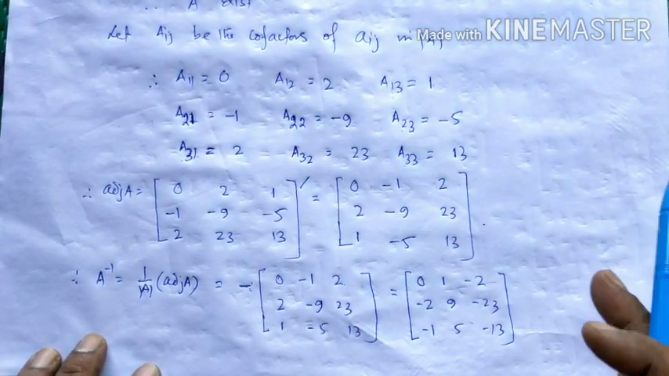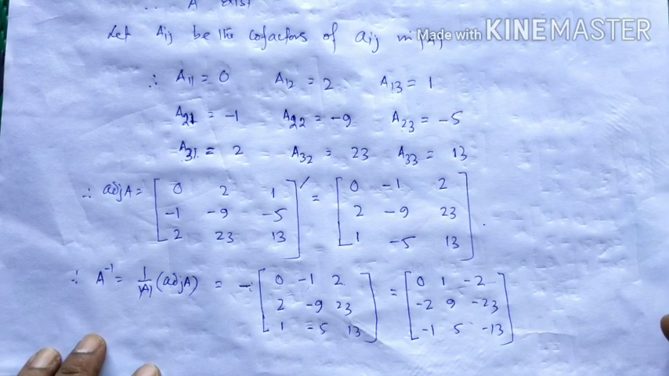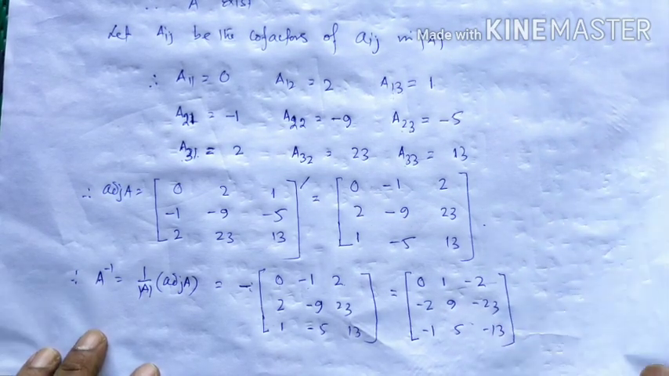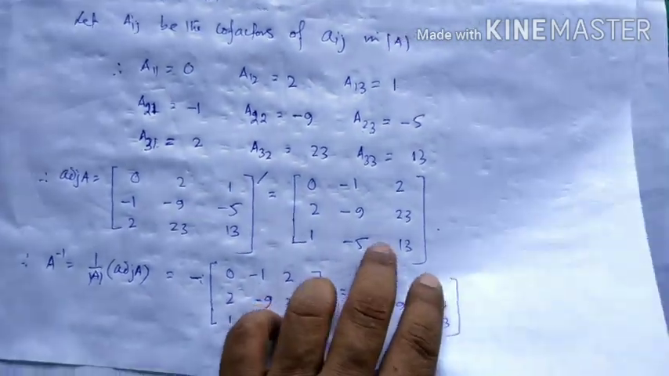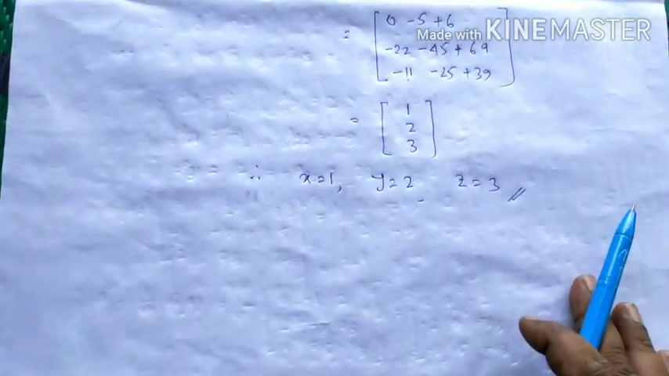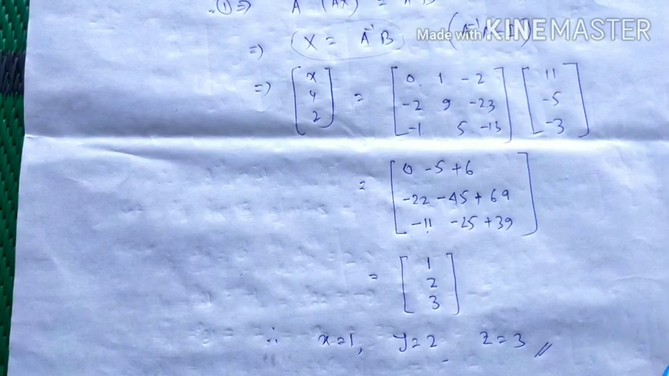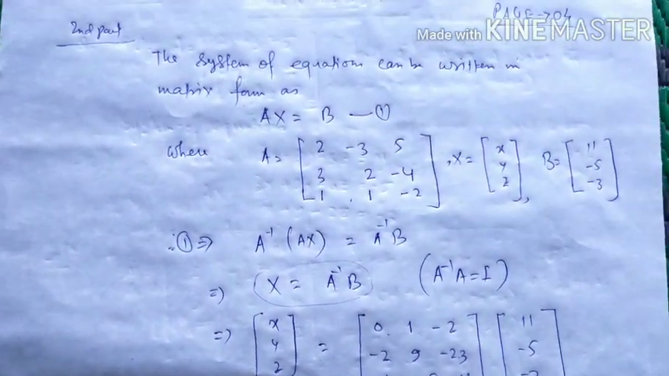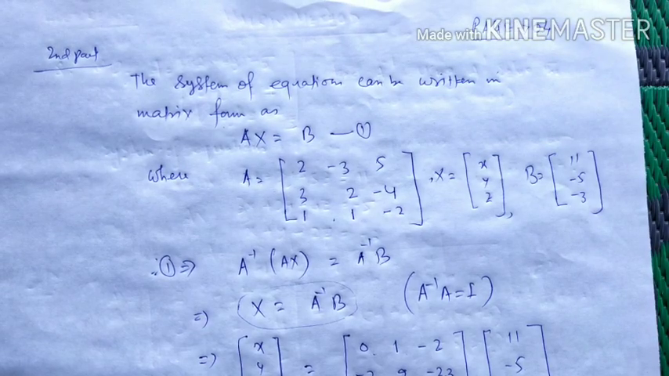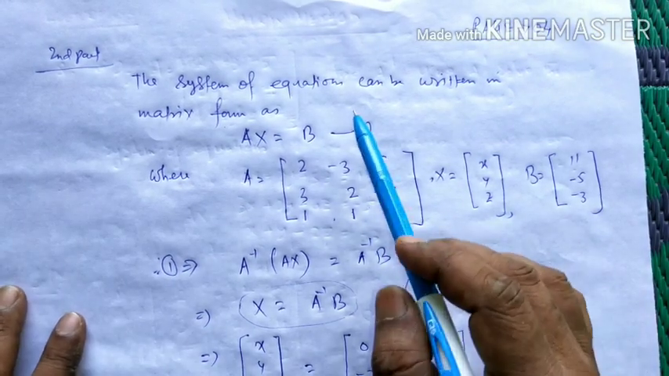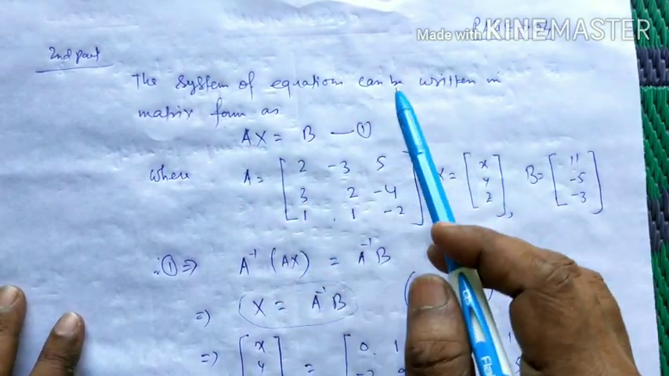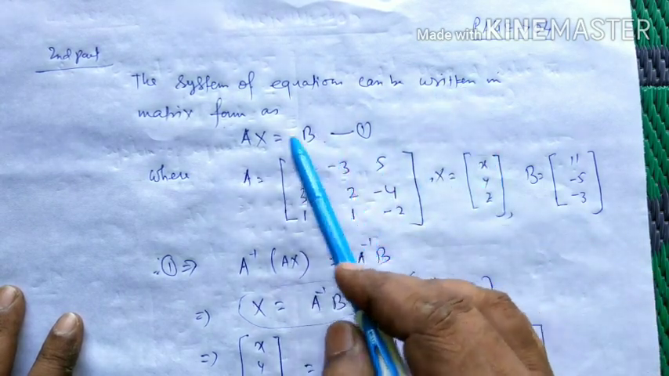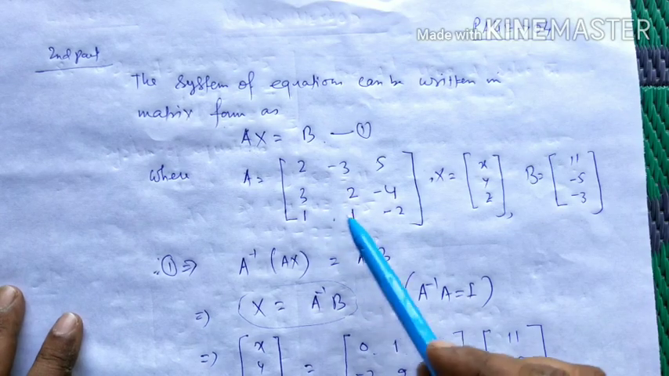Now we are going to solve the second part. What is the second part? The second part is that using A inverse you have to solve the system of linear equations. So first, what will we do? We will convert the system of equations into matrix form first. Okay, the system of equations, whatever system is given, can be written in matrix form as AX is equal to B. What is A? This A is the coefficient matrix.